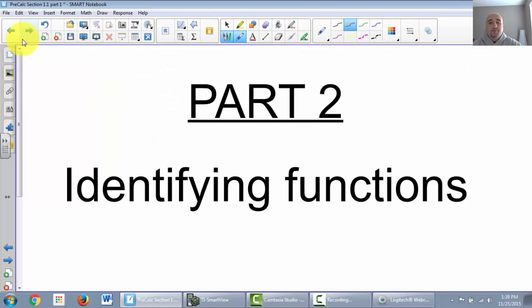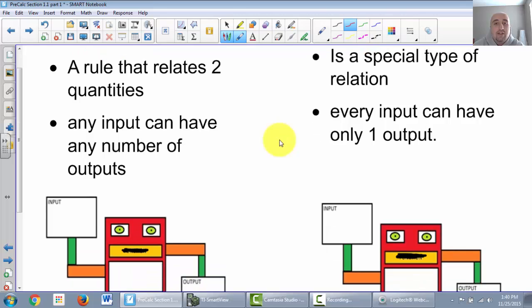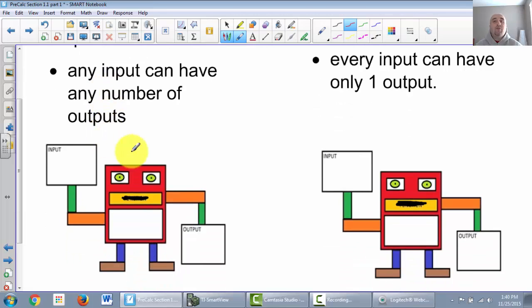All right. So part 2, identifying functions. How do we know if something is a function? There are two types. The first type is called a relation, and it's a rule that relates two quantities. The rule is that any input can have any number of outputs. What does that mean? Inputs, the numbers that go in, are typically x's, and numbers that come out are usually y's.